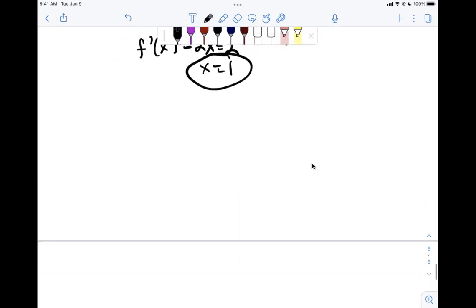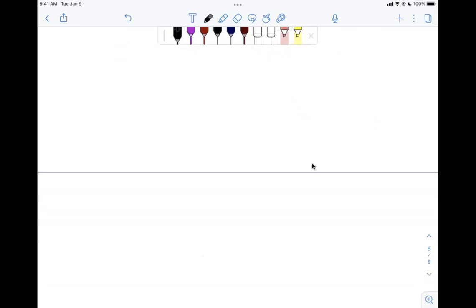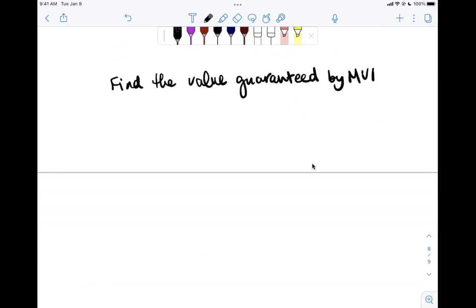Let's just do one more example. Let's find the value guaranteed by the mean value theorem on the graph of e to the x on the interval from 0 to 1. I'll just pause for a minute.